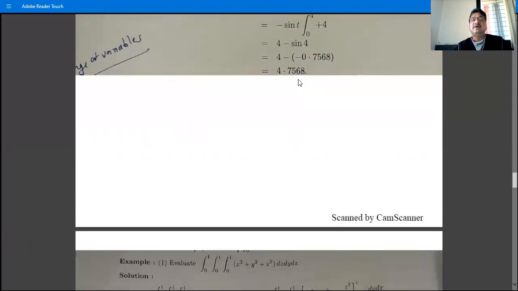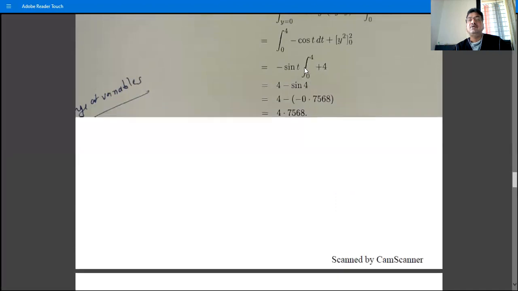So we have this answer. We can leave sin 4 as it is, or if we find sin 4 by using a calculator, then we have this answer, but convert the calculator to radian, because sin 4 is in radians, and then find it. Or remain as it is, 4 minus sin 4, this is the final answer.